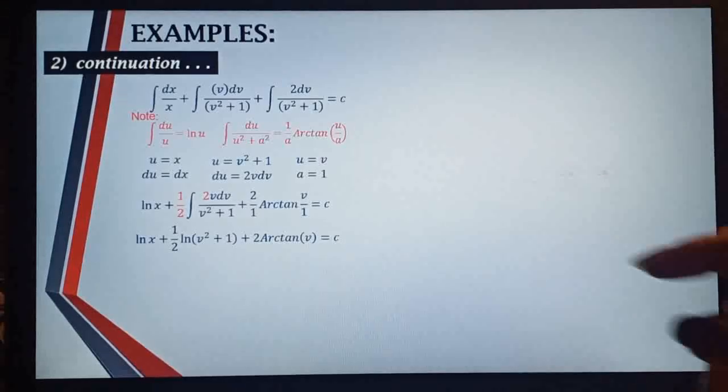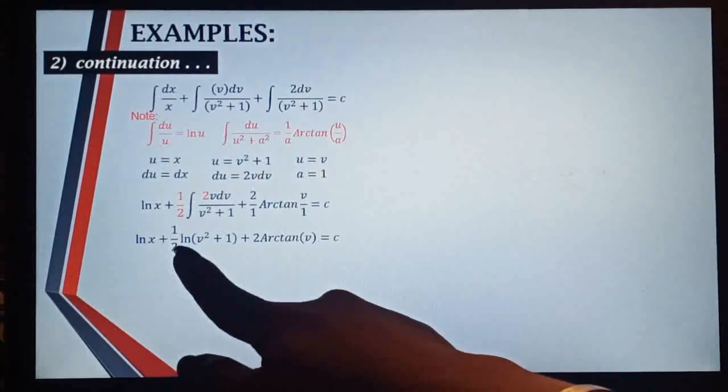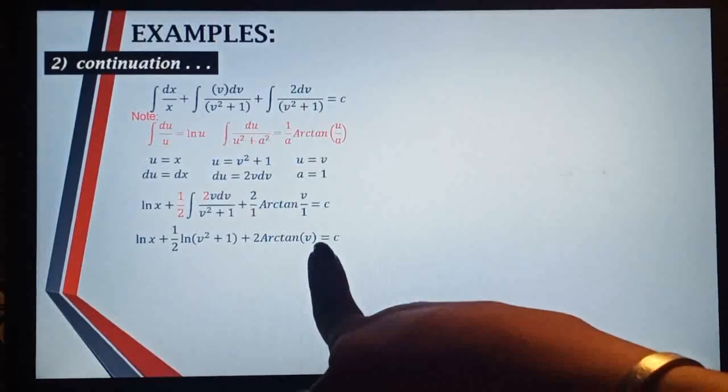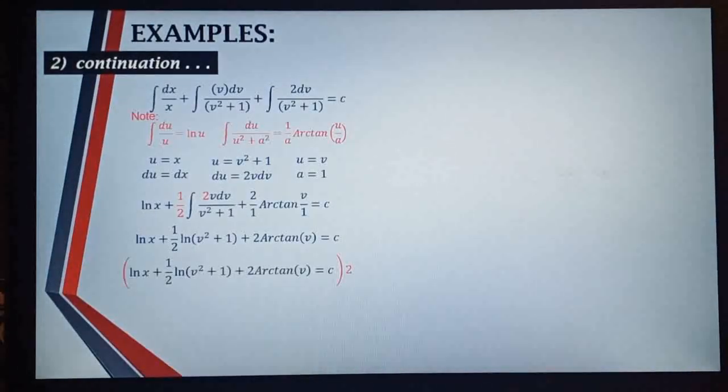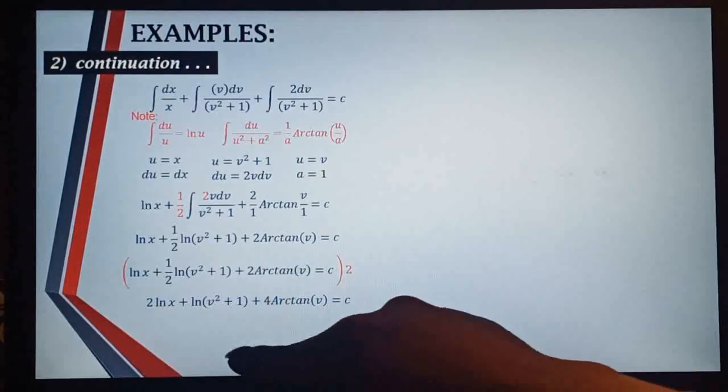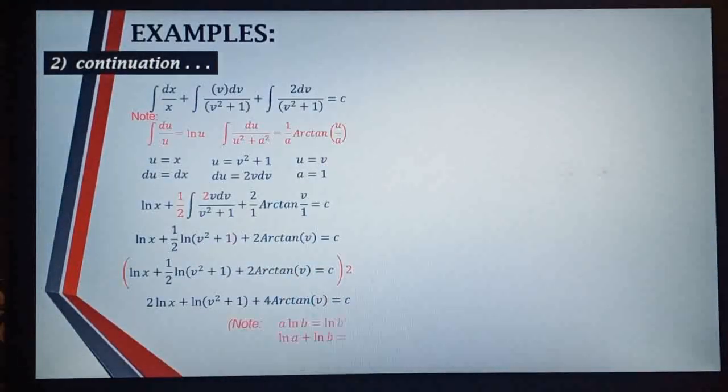So we will now have ln of x plus 1/2 of the ln of v squared plus 1 plus 2 arctan of v equals c. So simplifying the equation by multiplying the whole equation sa 2, you will now have 2 ln of x plus ln of v squared plus 1 plus 4 arctan of v equals c. So if you will notice, yung equation mo is in terms of x and v. Our original equation is in terms of x and y.